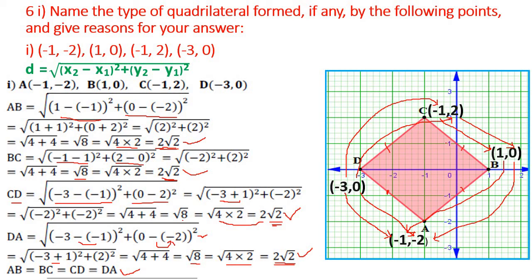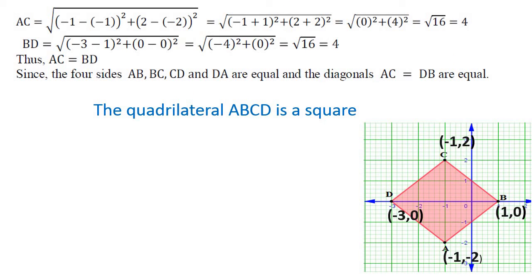Now let us verify the length of AC and the length of BD. Let us check the diagonals. So let us find the length of AC. The length of AC is the square root of (x2 minus x1) whole square plus (y2 minus y1) whole square. So we take (minus 1 minus of minus 1) whole square, then (2 minus of minus 2) whole square. So this is the distance formula.